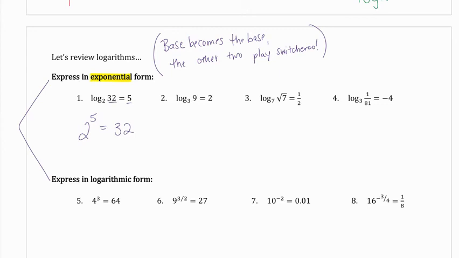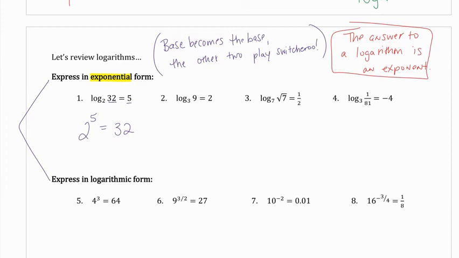You can also remember that the answer to a logarithm is always an exponent. That's another important thing to remember here. The answer to a logarithm is an exponent. So anytime it says log equals something, that equals number is the exponent. Okay. All right, so we'll do the next couple here. A base becomes the base, so this would be 3 is our base.